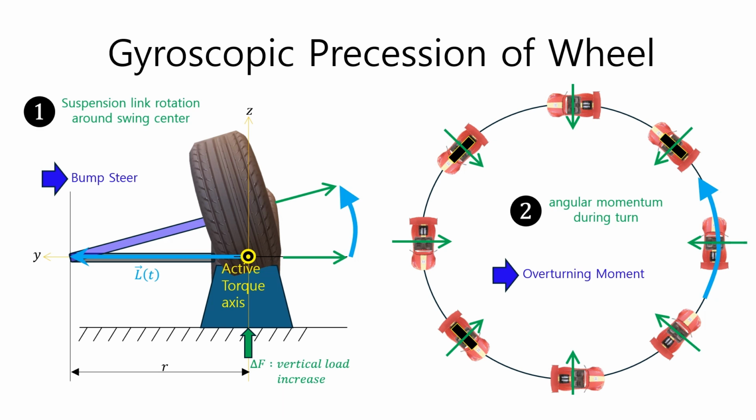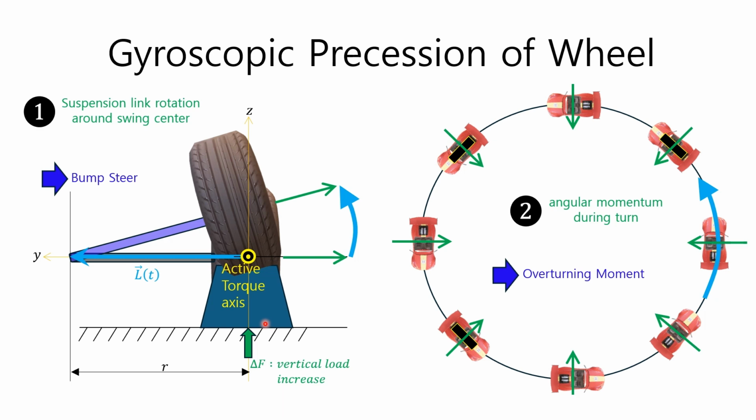There are two main types of gyroscopic precession effects on wheels. Both are caused by changes in the direction of the angular momentum. In the two figures here, the green arrows indicate the direction of the angular momentum axis of the wheel. The first is the change in the direction of the angular momentum axis that occurs when the suspension link rotates around the swing center during a bump or a turn. In this figure, the angular momentum axis of the wheel changes when a vehicle traveling straight encounters a bump.